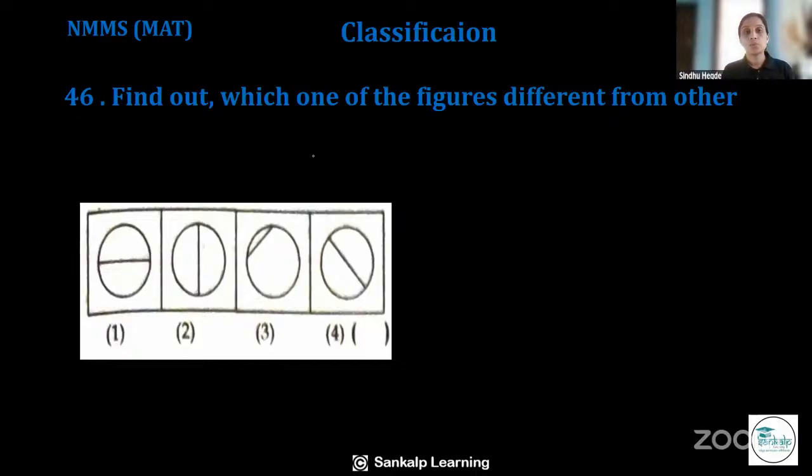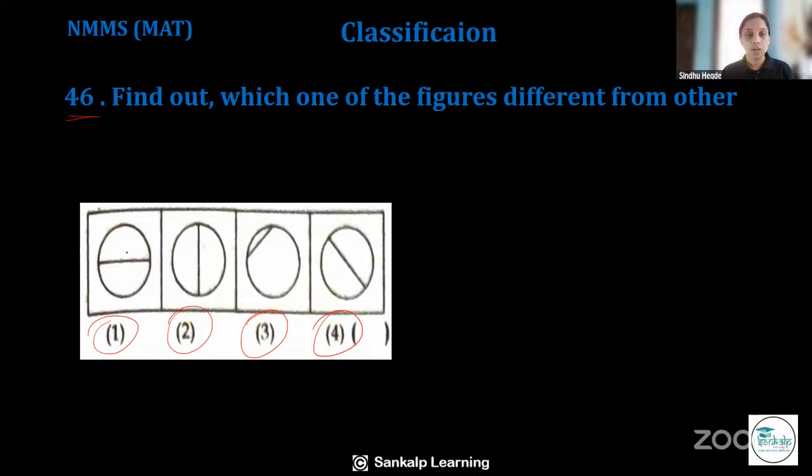Let us see question number 46 of concept classification non-verbal. Find out which one of the figures is different from the others. Here different figures are given, totally 4 figures. All the figures contain one circle outside, and inside that one straight line divides that circle. So on the basis of that we will check which one is different.